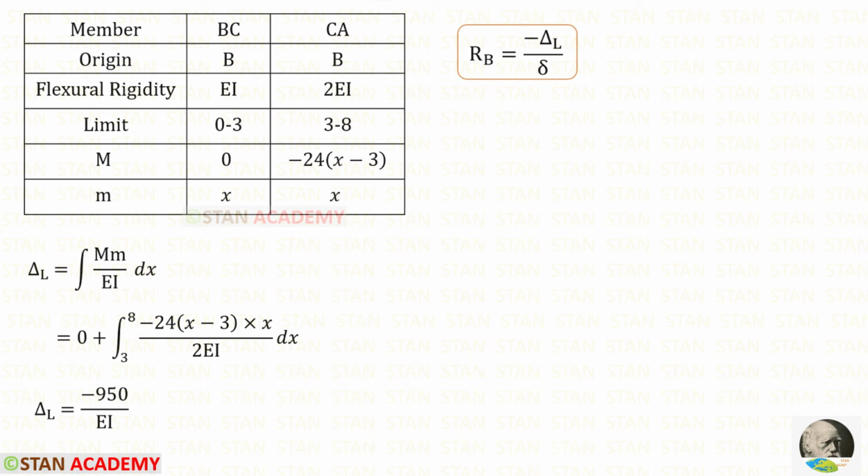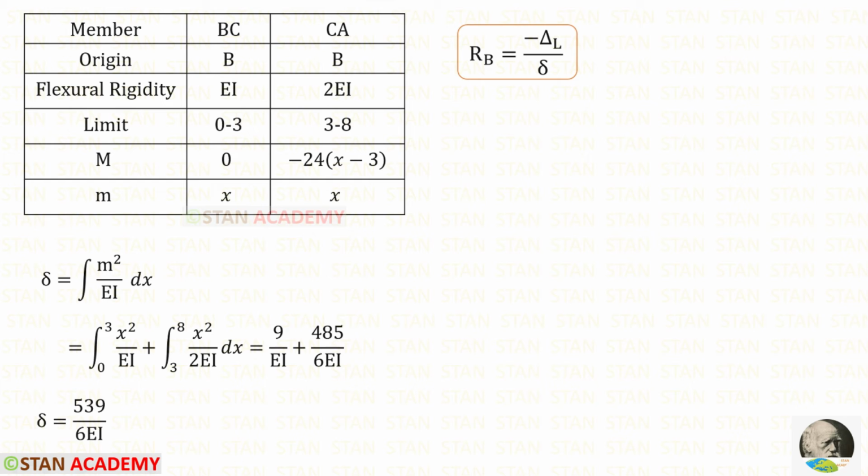Now let us find delta L. The formula is integration of mM upon EI dx. For BC, the value of moment m is 0, so no need to make the integration. We can directly apply 0. For CA, the limit is 3 to 8 and the flexural rigidity is 2EI. So instead of EI, we have to apply 2EI. For delta L, we will get minus 950 upon EI.